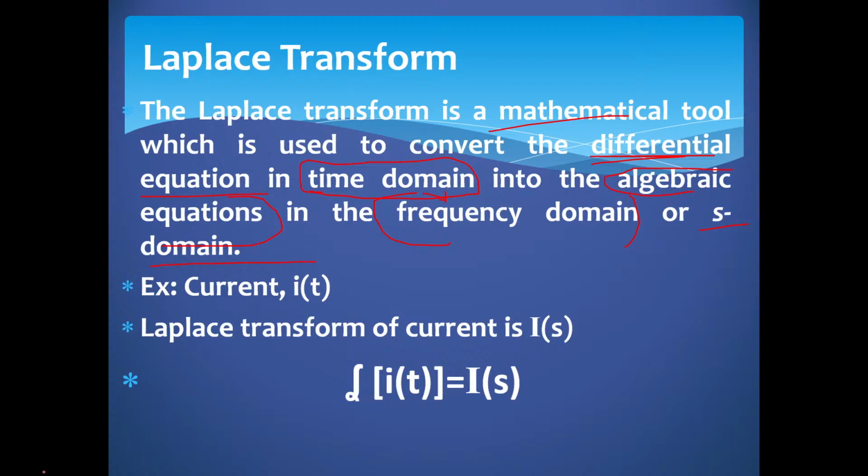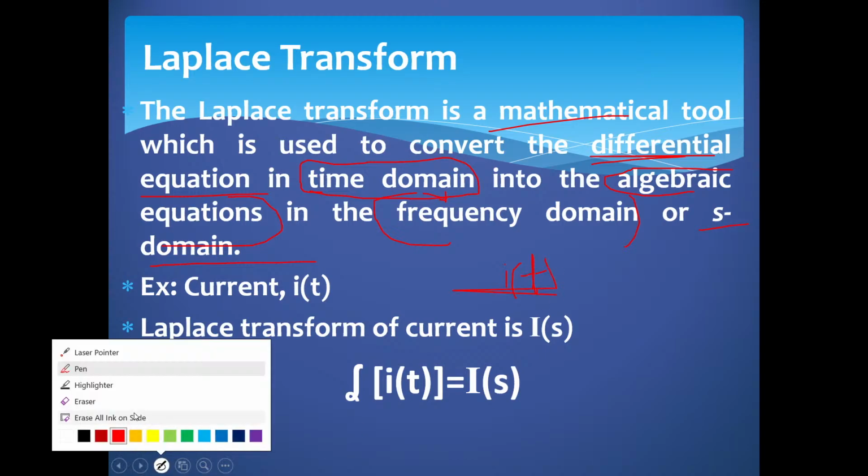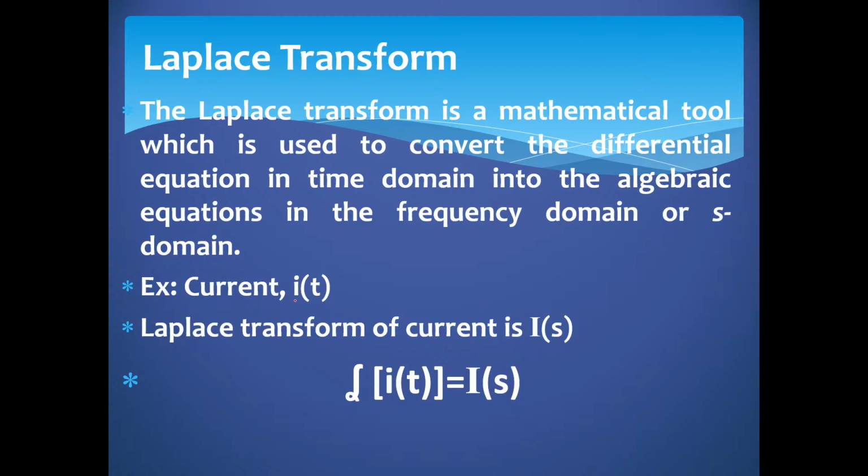Usually we can simply mention current I in the given circuit, or we can say I of t. What is meant by I of t? I is the function of time. You can simply write I or I of t. I of t represents that I is a function of time. So here it is in time domain.